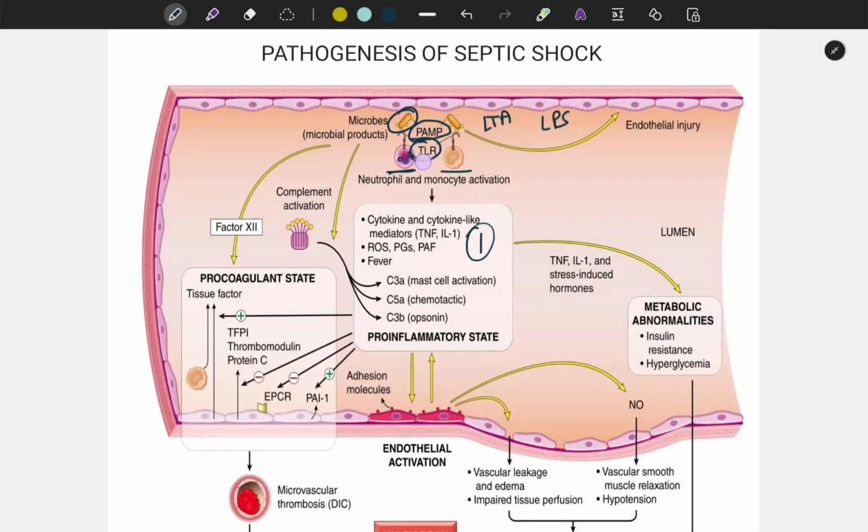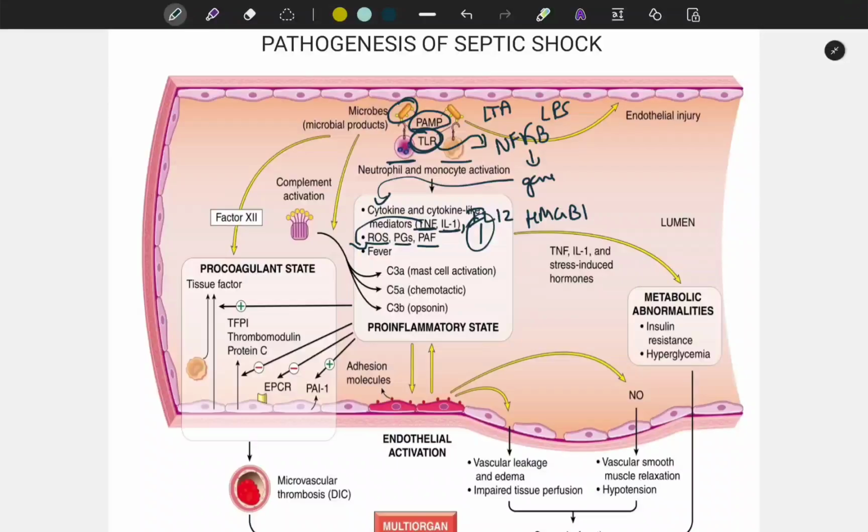These are recognized by toll-like receptors, and there is activation of transcription factor known as nuclear factor kappa B, and this activation causes increased transcription of genes encoding cytokines such as tumor necrosis factor, interleukin 1, interleukin 12, and high mobility group box 1 protein. Also, increase synthesis of reactive oxygen species and lipid mediators such as prostaglandins and platelet activating factors. Some of the cytokines such as tumor necrosis factor, interleukin 1, interleukin 6 can cause fever.